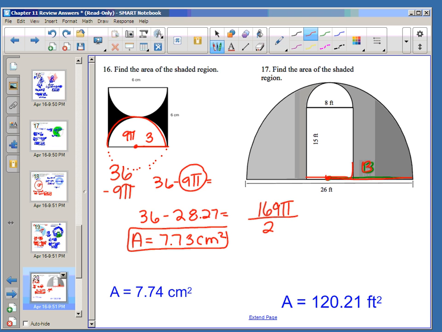Now I'm going to subtract off the parts that aren't shaded. The area of this rectangle is 120. And I have another half circle up here that has a radius of 4. So I get 16 pi as if it were a whole circle, but I only have half. So from that 169 pi divided by 2, I'm going to calculate that as a decimal. I get 265.46. I'm going to subtract off 120, and I'm going to subtract off 16 pi divided by 2, which is 25.13. So I'm going to take my calculator, 256 minus 120 minus 25.13. Did I type something in? Oh, 265, excuse me.